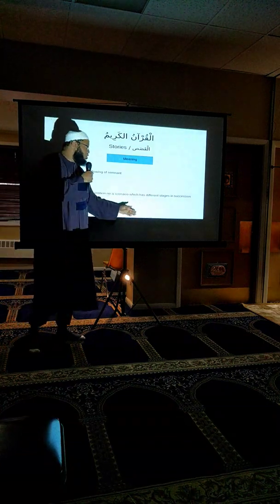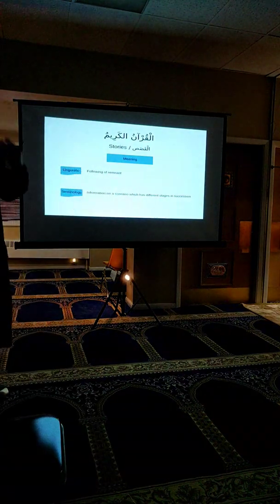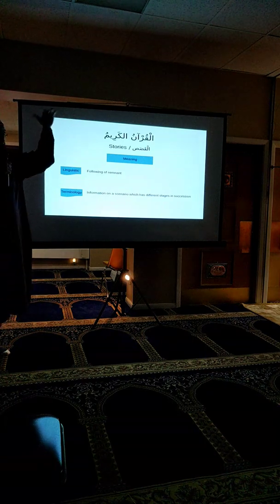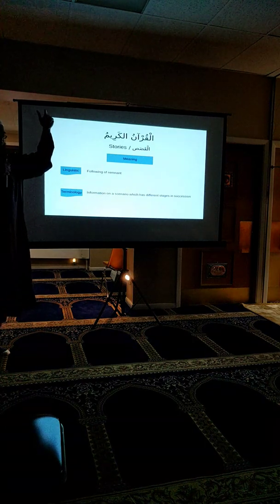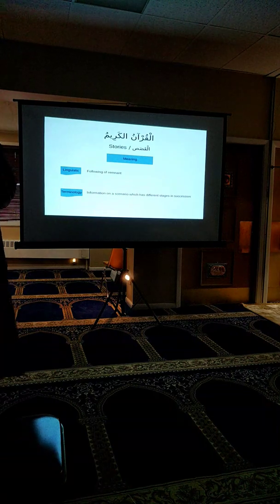As a terminology, the way that it is used, it is information on a scenario which has different stages in succession. So you know a story has a beginning, a middle, an end. You have, what do you call it again? The high part is what's called the climax, and so forth. So all of those things make up a story, and this is what we're talking about.